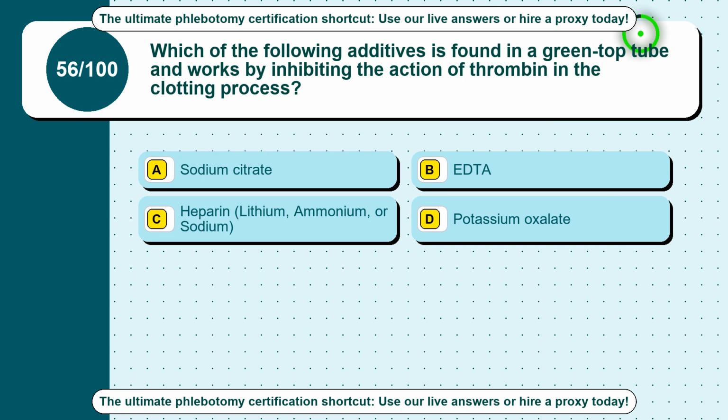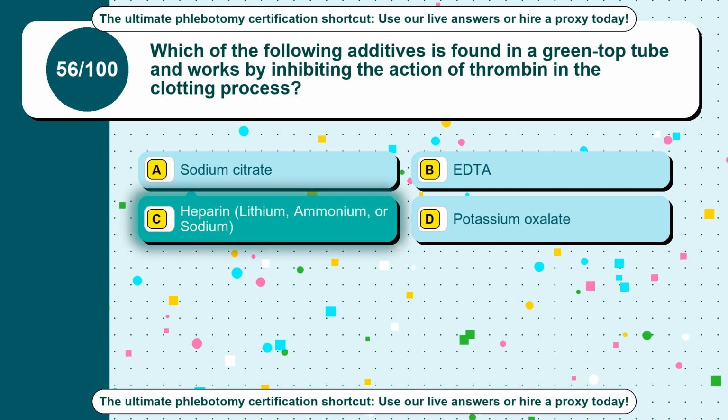Question 56. Which of the following additives is found in a green top tube and works by inhibiting the action of thrombin in the clotting process? Option A. Sodium citrate. Option B. EDTA. Option C. Heparin, lithium, ammonium, or sodium. Option D. Potassium oxalate. The correct answer is option C.